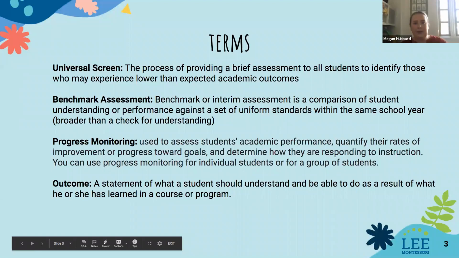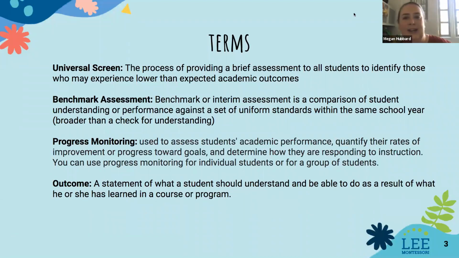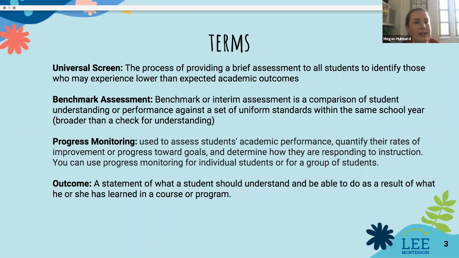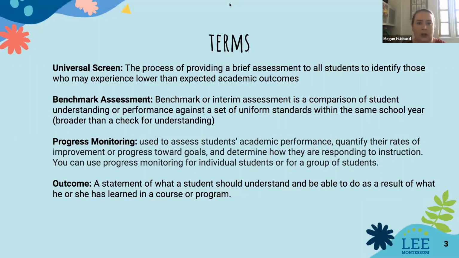All right, so for those of you who attended our family orientation week, some of this will be review, but we just want to go over the different terms as they pertain to assessments. Universal screens: the process of providing a brief assessment to all students to identify those who may experience lower than expected academic outcomes. A benchmark or interim assessment is a comparison of student understanding or performance against a set of uniform standards within the same school year. So when we talk about the NWEA MAP assessment today, that is a benchmark assessment.